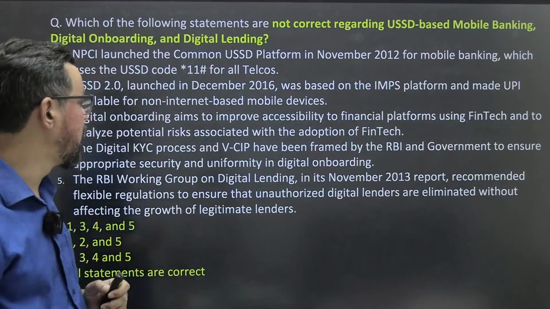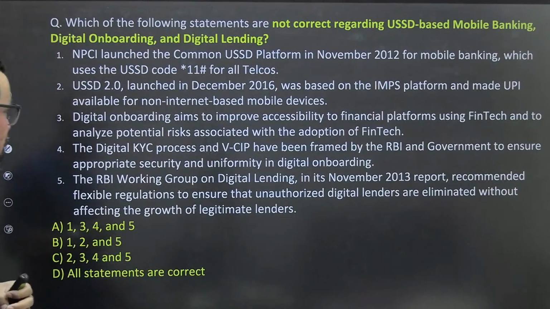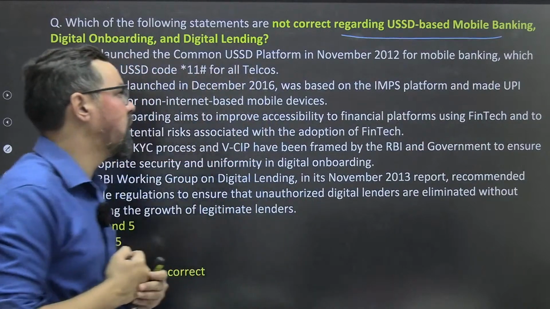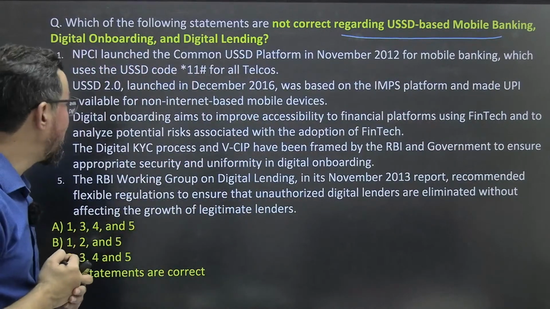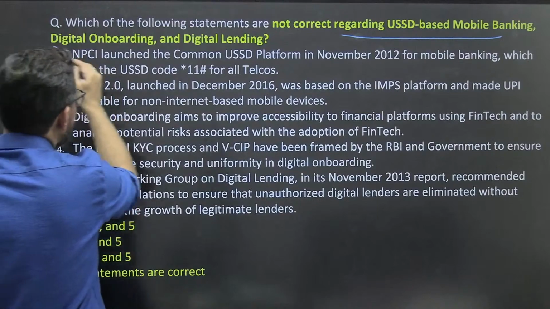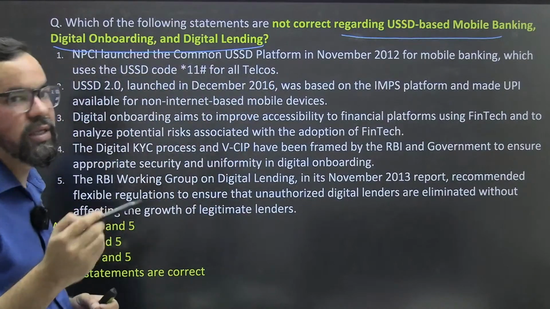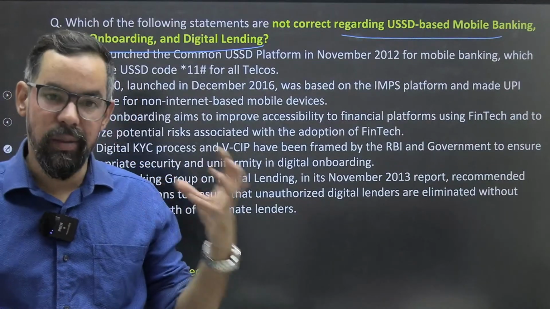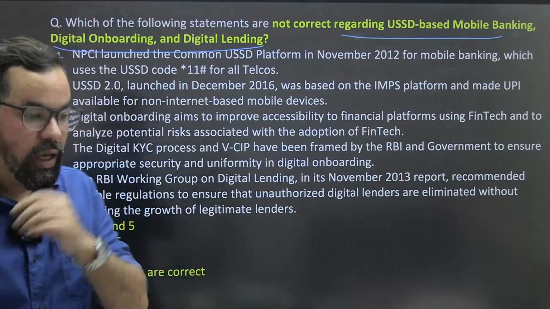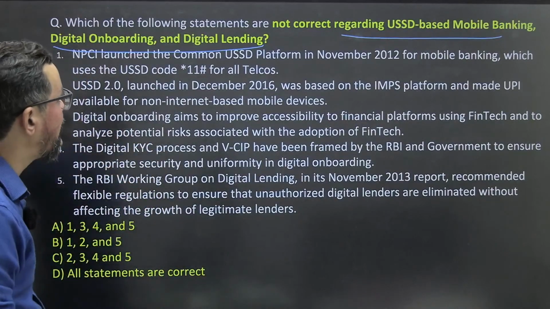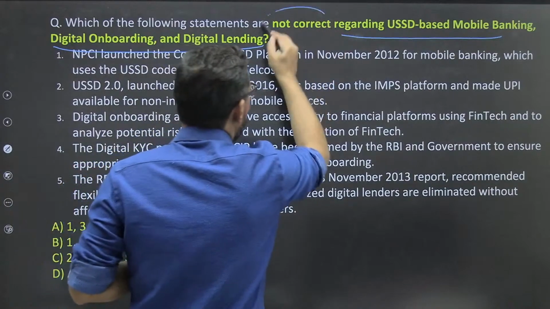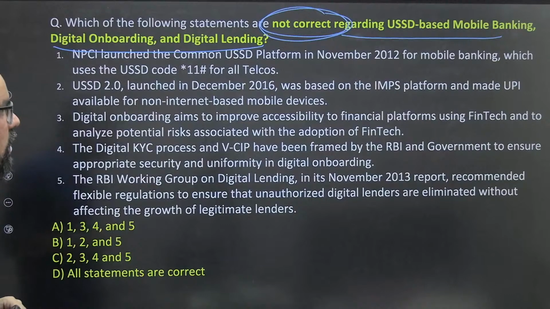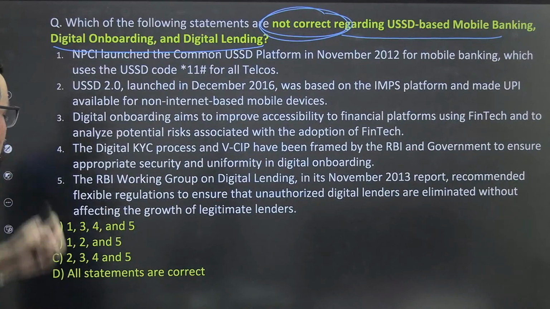Next question, guys. Which of the following statements are not correct regarding USSD based mobile banking, digital onboarding and digital lending? I hope you remember this one. Star 99 is the core, from where we can check balances and do these kinds of activities. So what we have to find out is the incorrect statement regarding USSD based mobile banking, digital onboarding and digital lending.